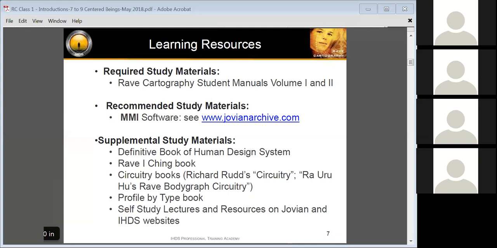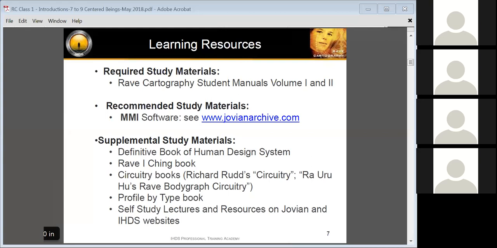There's circuitry books. I always keep adding Richard Rudd's circuitry book, that was when he was affiliated with Human Design. He's done other work since then that's kind of a mixture of things that he did on his own. So the one that I know for sure was still under the umbrella, with close affiliation with Ra, was his circuitry book. It's still available, I think, from Human Design America. It's a good one. I refer to that one all the time. And Ra Ru has also been transcribed from lectures he would do on the Rave body graph circuitry. So there's a book on that too.